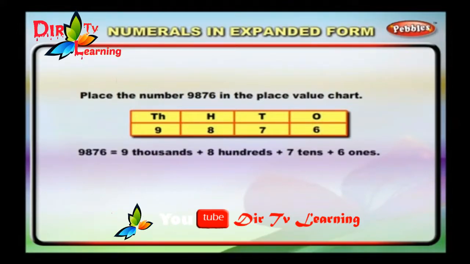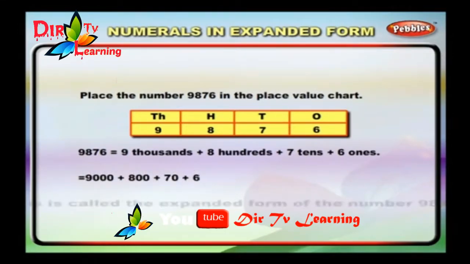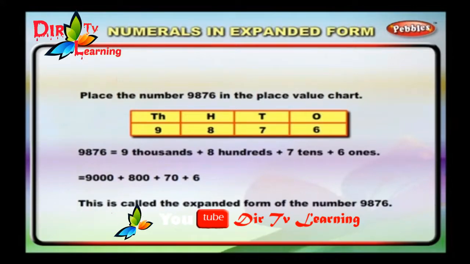9876 is equal to 9,000s plus 800s plus 7 tens plus 6 ones, which is equal to 9,000 plus 800 plus 70 plus 6. This is called the expanded form of the number 9876.